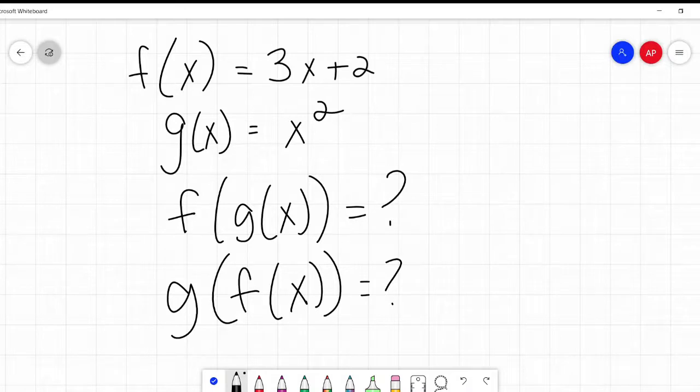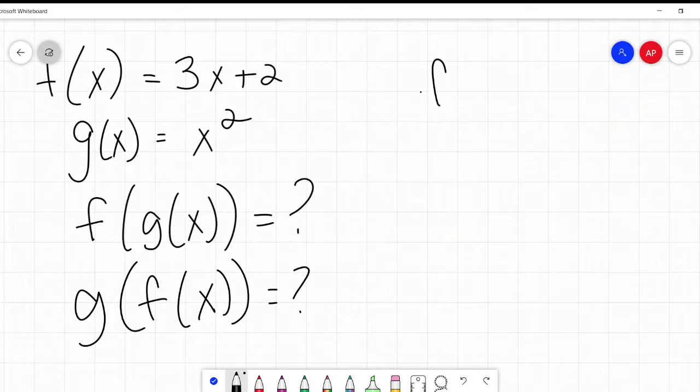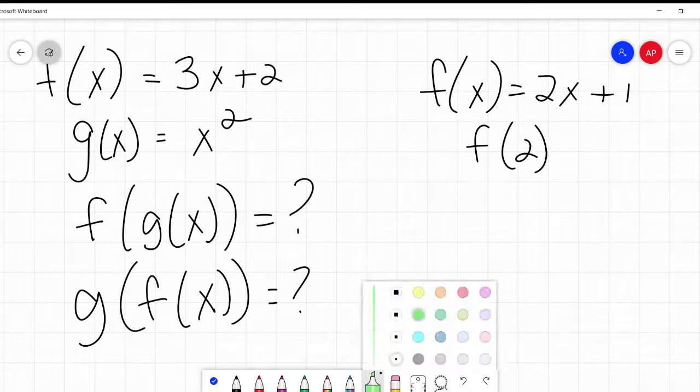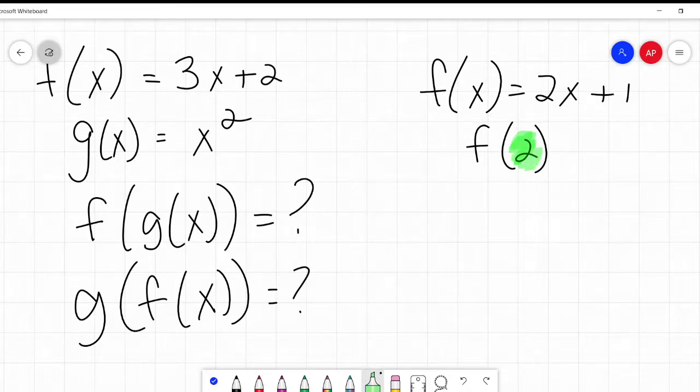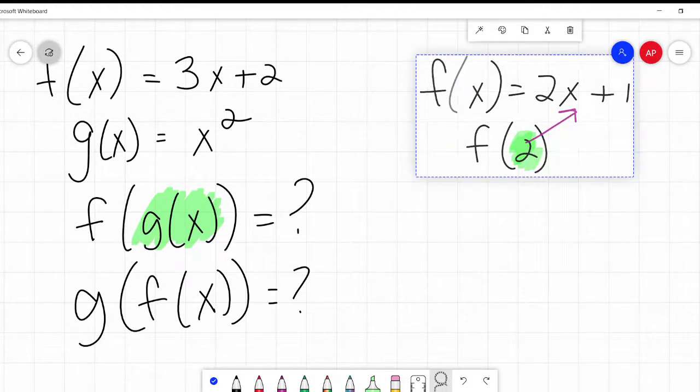Now remember, when we have something like f of x equals 2x plus 1, and we want to know what is f of 2, what are they saying? They're saying take this thing that I've put here, whatever's inside those parentheses, that's my x, and I'm going to plug it in wherever there's an x in this equation. So over here, g of x is my x. So I'm going to plug it in wherever there's an x in this original equation.